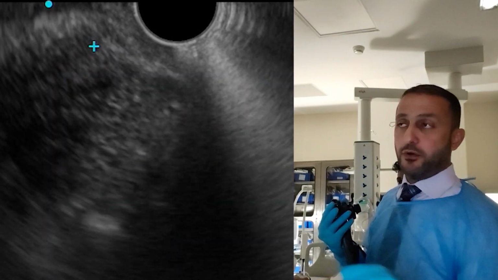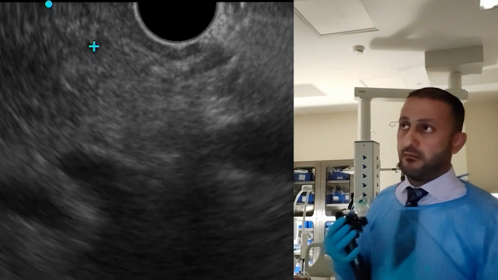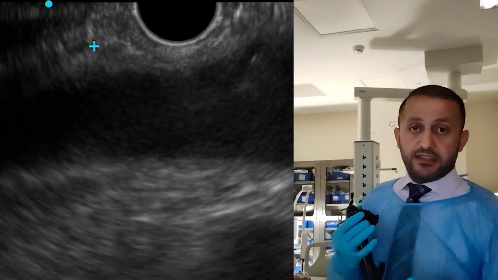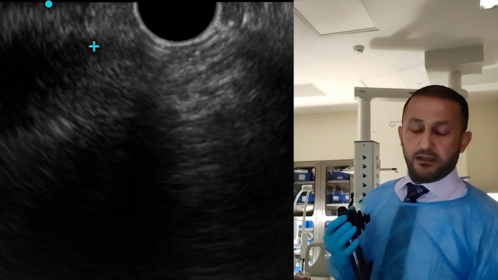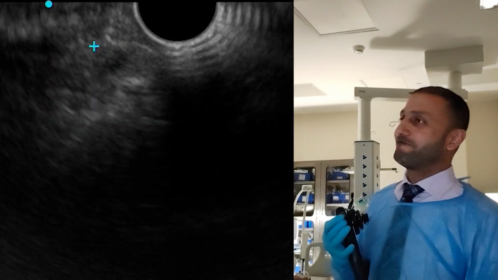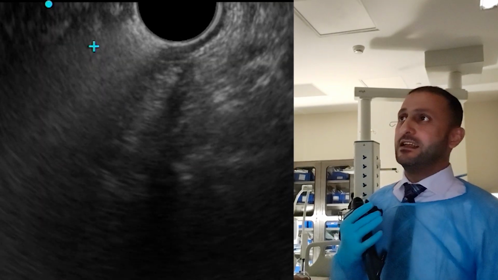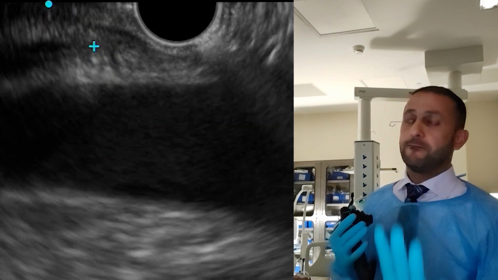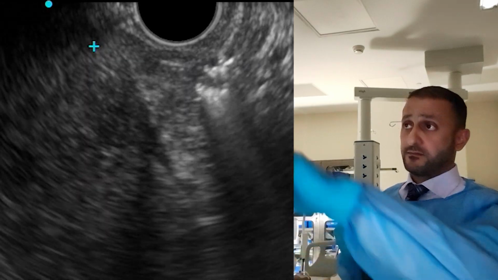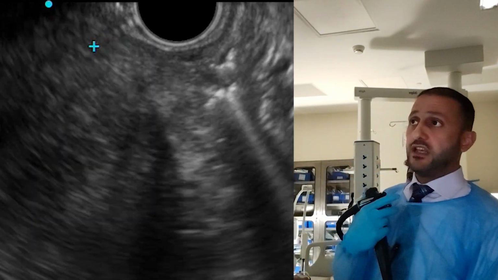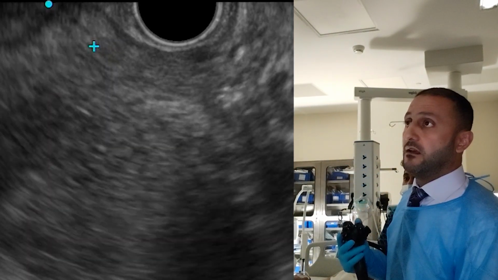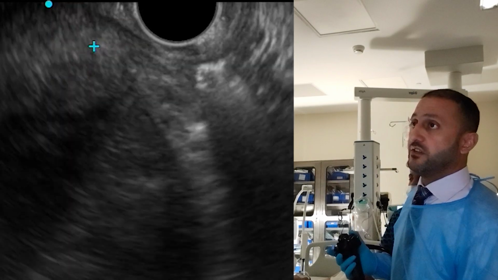So it's important to understand that elevated CA19-9, I don't like it, and I already see a zero consequence for it. Nevertheless, we have proven that we don't have any pancreatic lesions in this patient.